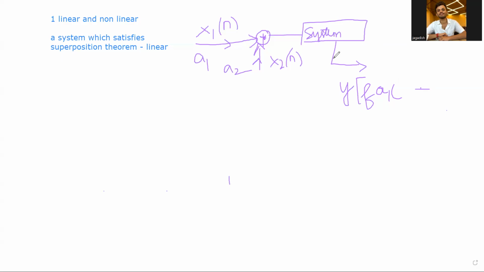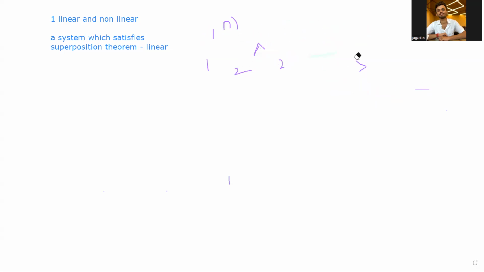If it violates the superposition theorem, then we will call the system non-linear. I will explain with examples whenever we are solving problems. As of now, if they ask you to write the theory, you need to write this definition and this block diagram with the formula. I have already given you the notes. The same thing you need to write in your examination.